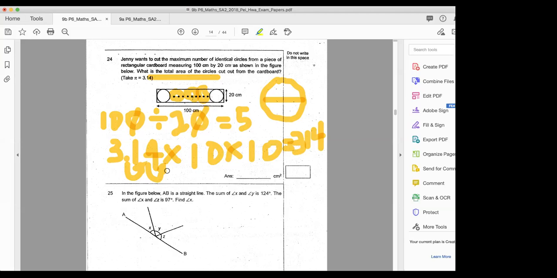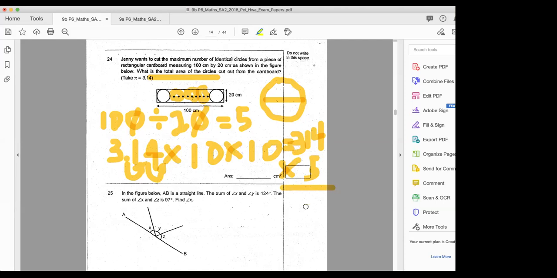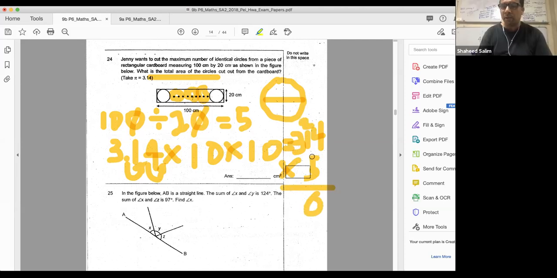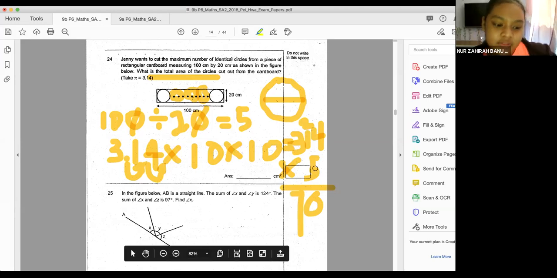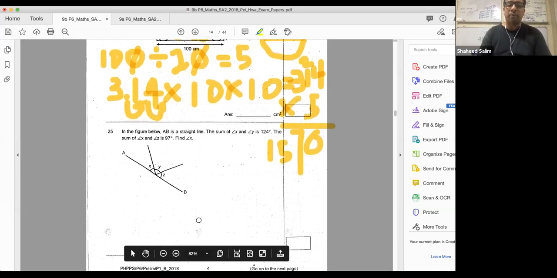Let's see. 1570 for number 24. I get 1570. 314 times 5, because there's 5 circles. 4 times 5, 20. Put a 2 up here. Put a 0 here. 1 times 5, 5. Plus 2, 7. 3 times 5, 15. Okay, 1570. Oh, okay, we move on to the next one now.